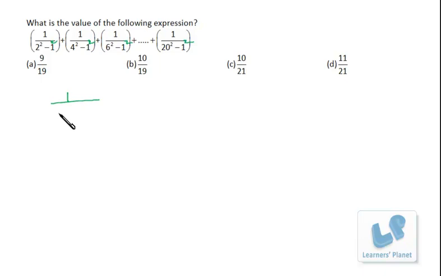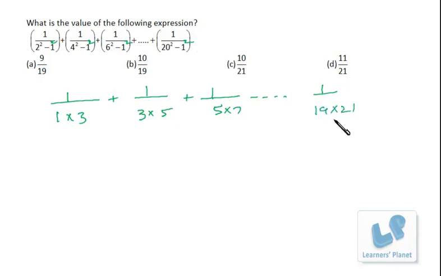So 2 minus 1 is 1, and 2 plus 1 is 3. Similarly, it is 1 upon 4 minus 1 and 4 plus 1, so it is 3 into 5. Then 1 upon 6 minus 1, 6 plus 1, that is 5 into 7. Similarly, we will be going till 1 upon 20 minus 1, that is 19 into 21. Now we see the difference between these two is 2 everywhere, isn't it? And this term is the same as this term, this is the same as this.